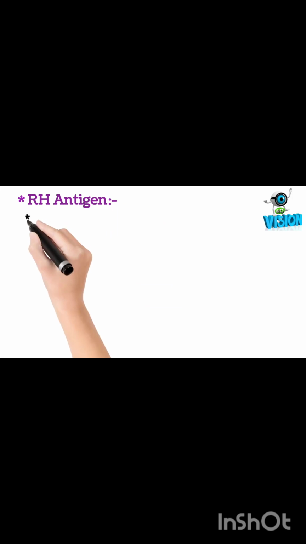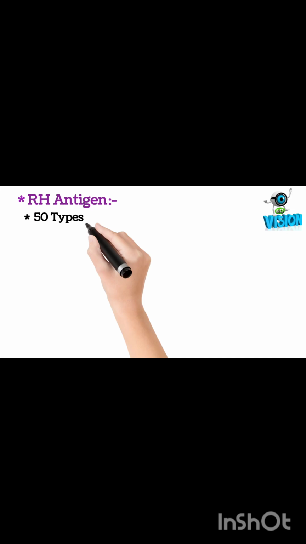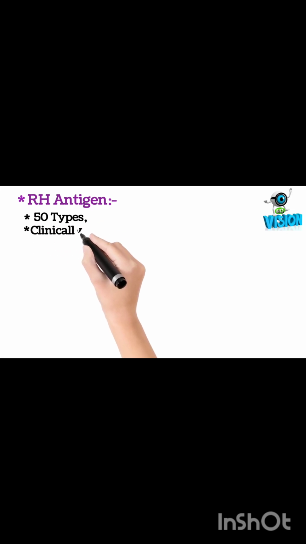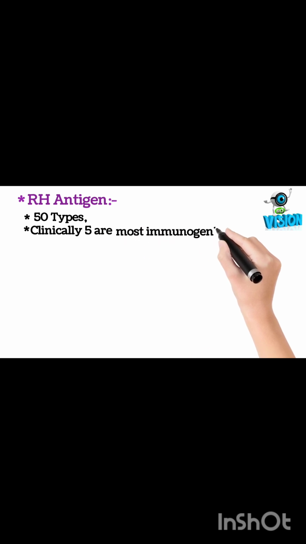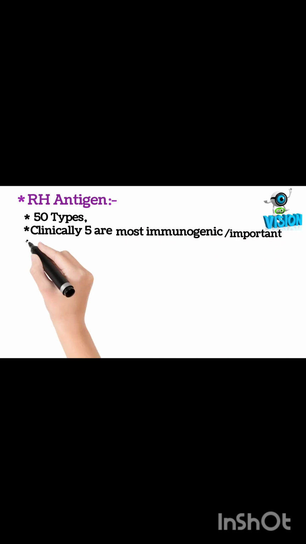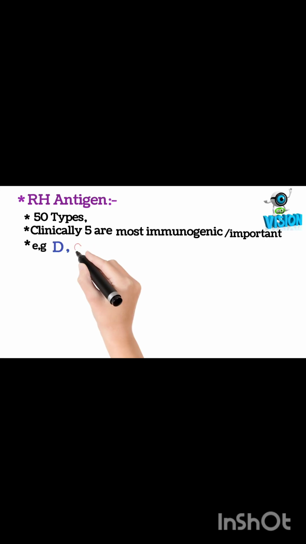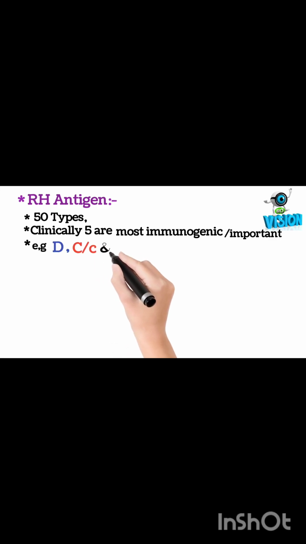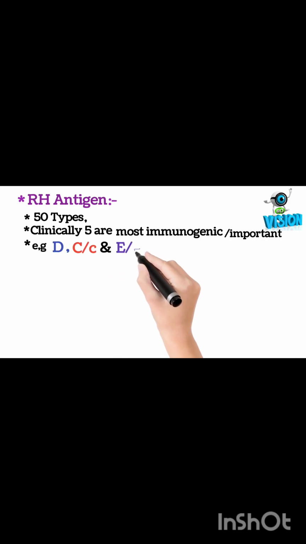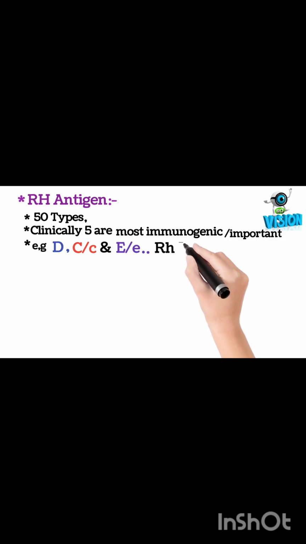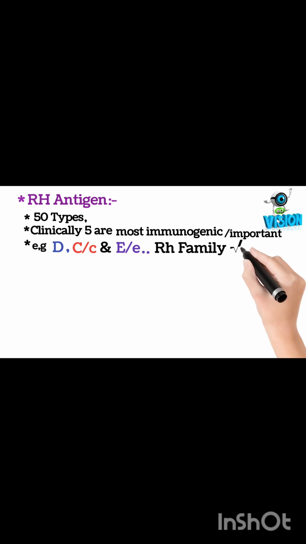The Rh antigen present in human beings has about 50 types. But clinically, 5 are more important or most immunogenic, which evoke our immune system during transfusion. That means these are the ones taken into consideration: namely, capital D, one more, capital C, small c, and capital E, small e. These 5 types of Rh antigens are known as the Rh family, or we can say Rh factors.